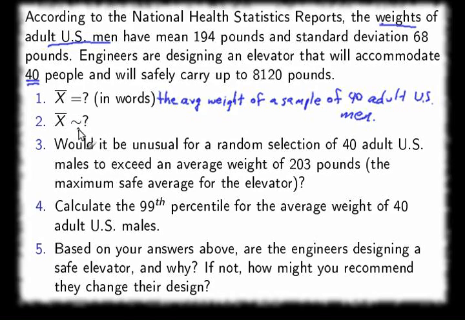The distribution of averages fits what distribution? Well, it's normal. The central limit theorem says it's normal, and the mean is equal to the mean of the underlying distribution, 194, with a standard deviation equal to the underlying distribution's standard deviation divided by the square root of the sample size. So the underlying distribution has a standard deviation of 68, so we have 68 divided by the square root of 40.